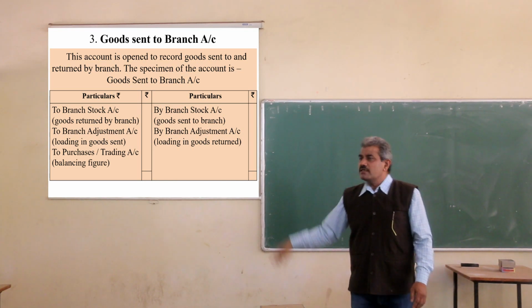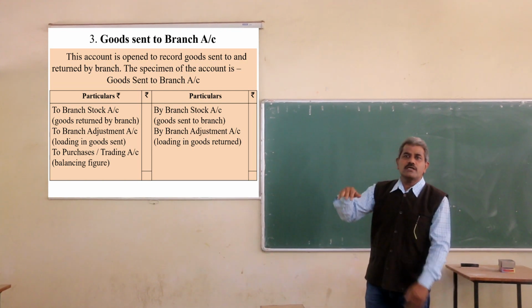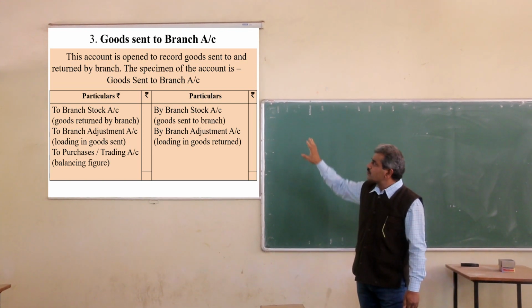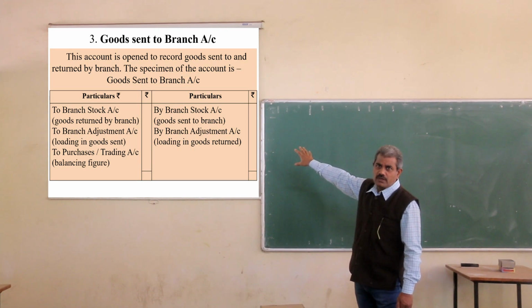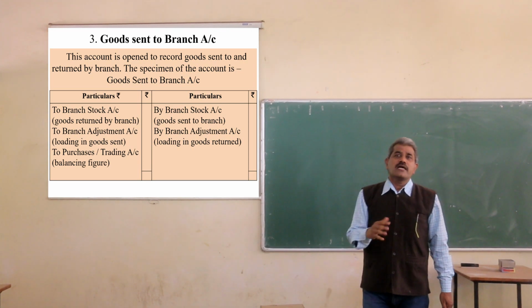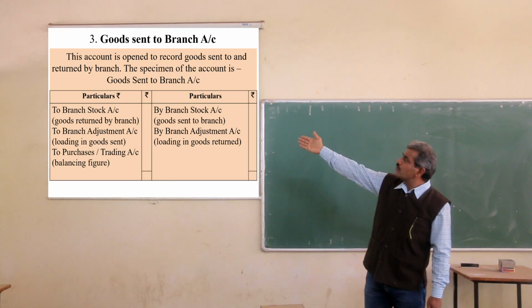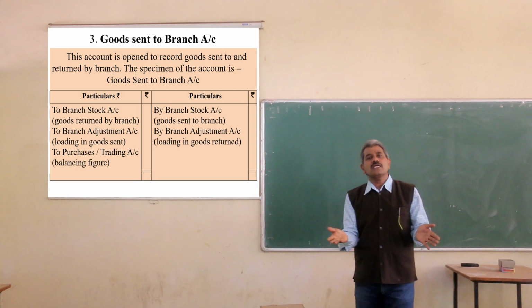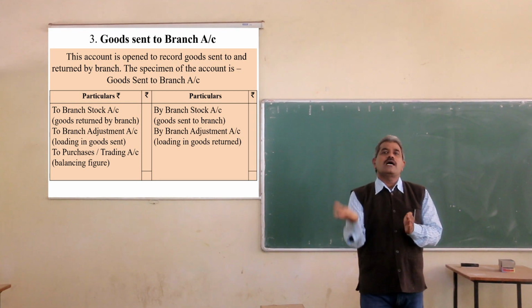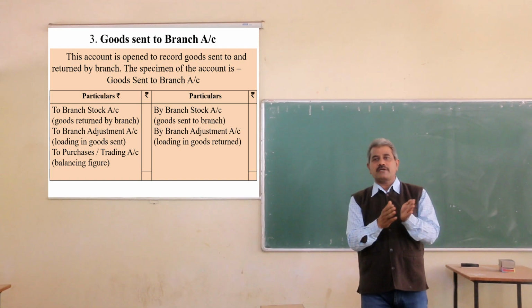Just entry will be passed for goods sent, that is branch stock account debit to goods sent to branch account. So posting will be made to the credit side of the goods sent to branch account. If the goods are returned, entry will be branch stock account credit to goods sent to branch account. So goods sent to branch account will be debit. And to cancel the loading, you have to give opposite effect.